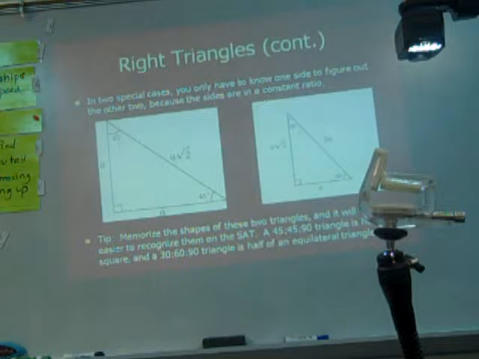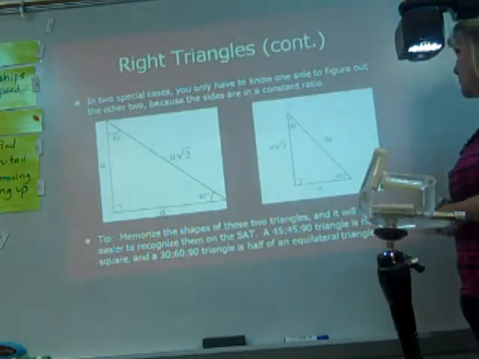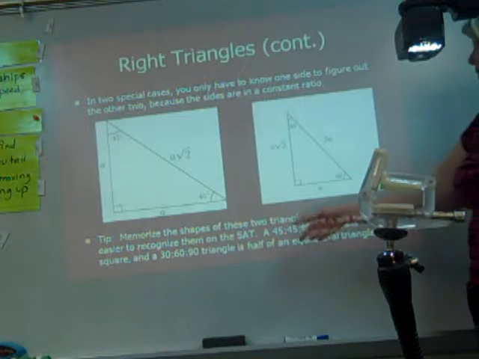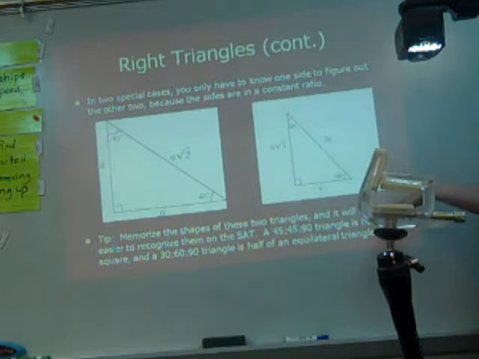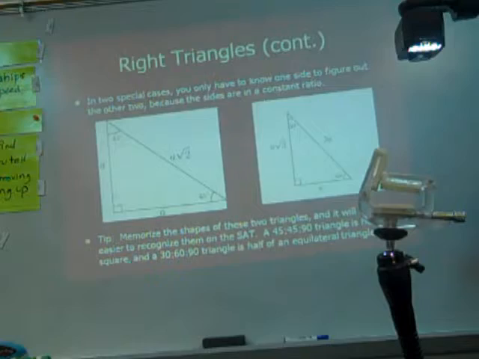In 2 special cases, you only have to know one side to figure out the other 2 because the sides are in a constant ratio. And this is the 45, 45, 90 and 30, 60, 90 rules. You want to memorize these because it'll be easier for you to recognize them. A 45, 45, 90 triangle will also show up on square problems. It's half of a square. And 30, 60, 90 triangles will show up on equilateral triangle problems.